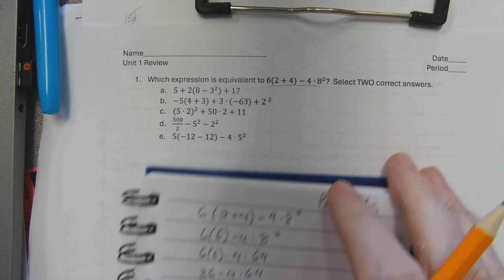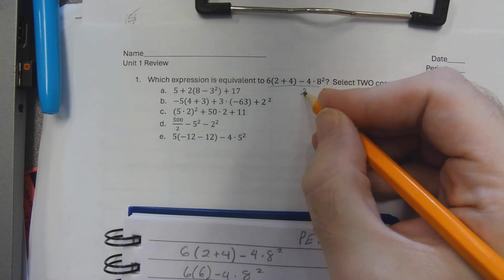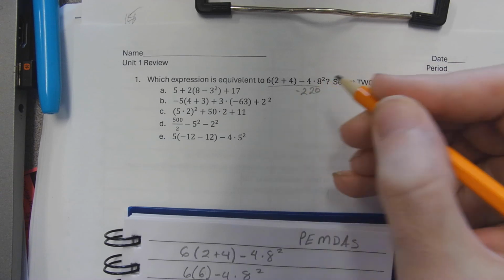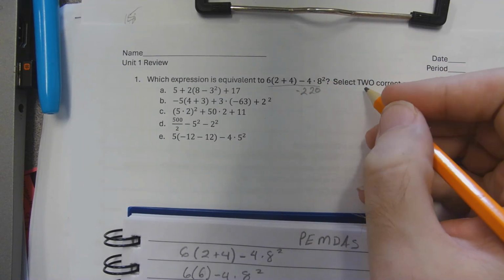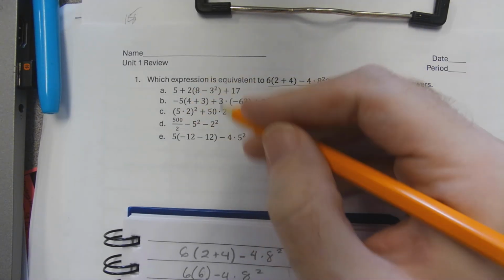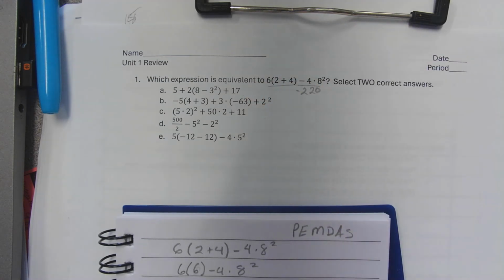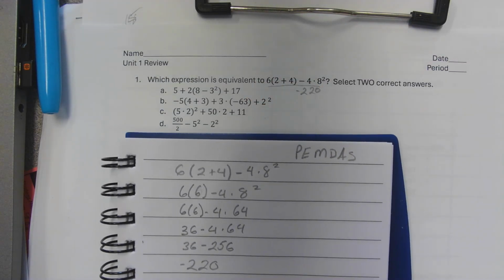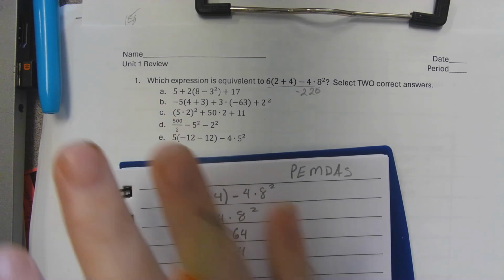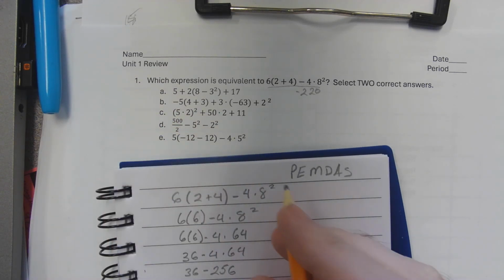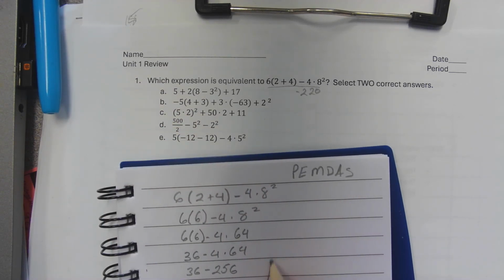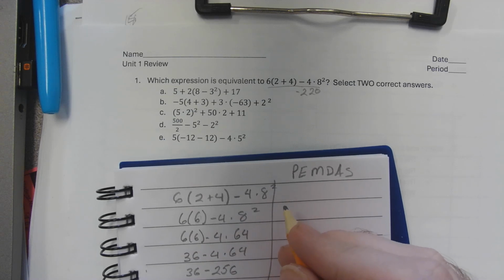So the question is asking, since this is equal to negative 220, which two of these equals negative 220? So we go through and we work it out and see which ones are equal to negative 220. Okay, so let's start with A.